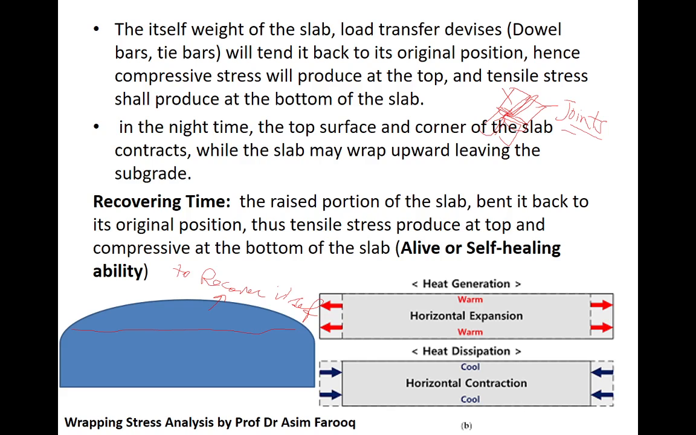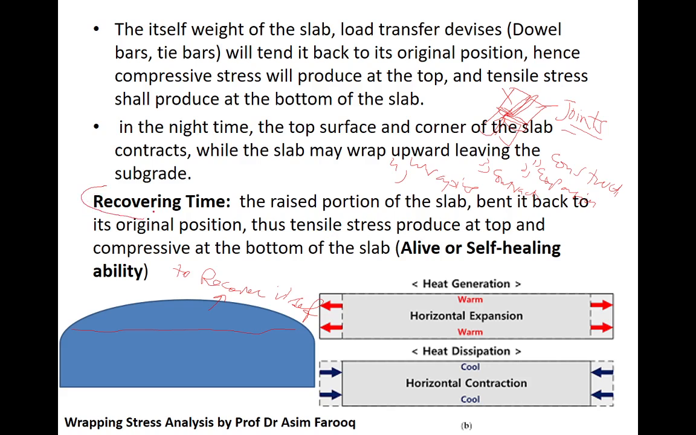We have four types of joints which we provide in the rigid pavement. The first one is the expansion joint, the second one is the contraction joint, which accommodates expansion and contraction in the warping stress as well, while the third one is the warping joint, and the fourth one is the construction joint. Here is a very important parameter which needs to be explained, which is also called the recovering time.